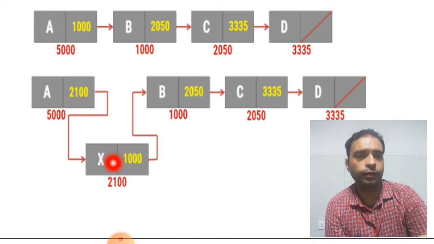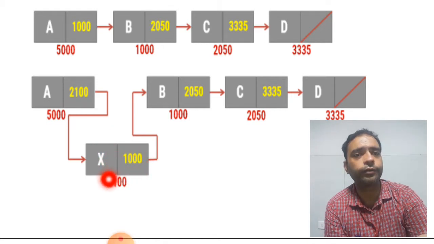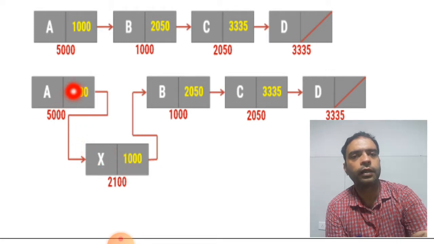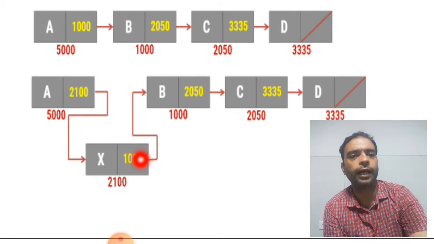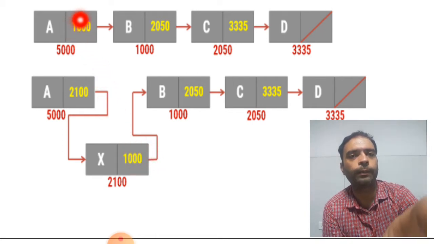We have to arrange some particular memory for this. That address is given here, 2100 already is given for this. Now what we have to do? First of all, we have to replace this address with this address. So here the address of this new node will be replaced by this 1000.